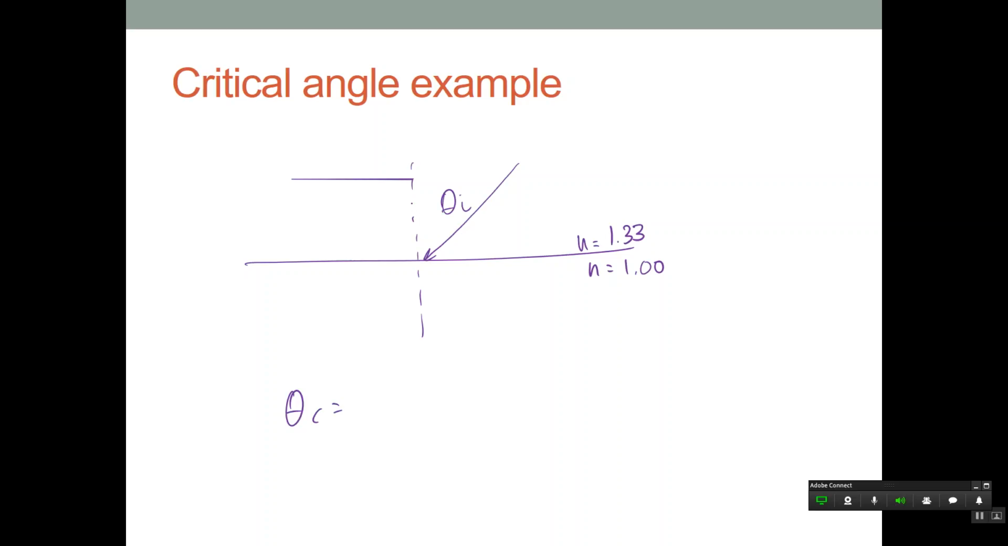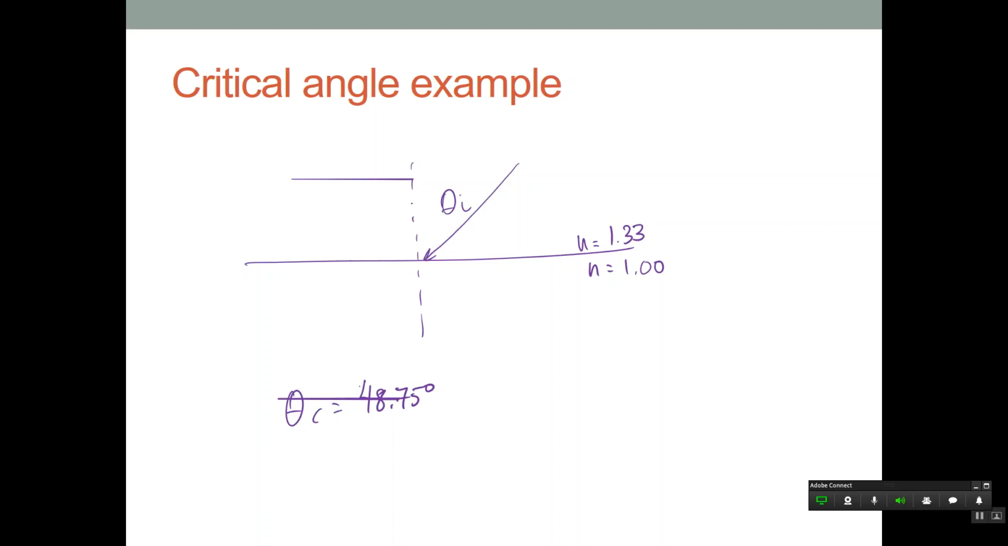Who's going to answer? 48.75. I'm good with that. That means that any angle above that critical angle, I'm going to get reflection. All right, so my critical angle is equal to 48.75.